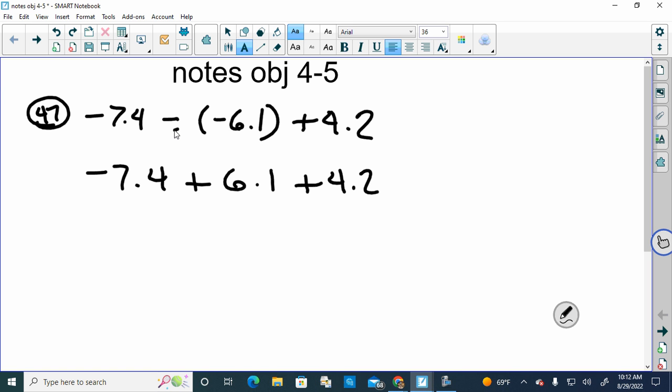Okay, so we've done the multiplication. There is no division. So now we just go add and subtract left to right. So the first two we've got is a -7.4 and a +6.1. So the signs are different, so we're subtracting. And we take the sign of the larger number. So 7.4 and 6.1, we're subtracting. Nice subtraction.